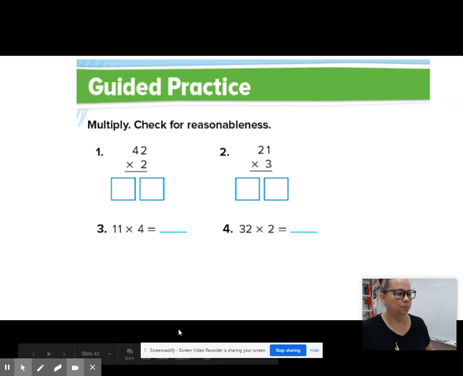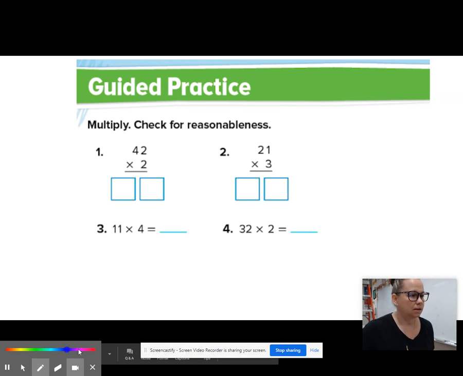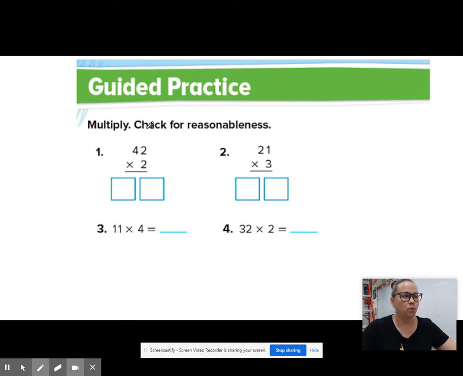All right, here we go. So we're going to use the algorithm, 42 times 2. Again, I'm going to multiply the ones. 2 times 2 is 4. 4 times 2, remember, I'm going to go this way now. It's not really a 4, it's 40 times 2, right? Because it's in the tens place, is 80. So I end up with 84. Did you get 84? Right.